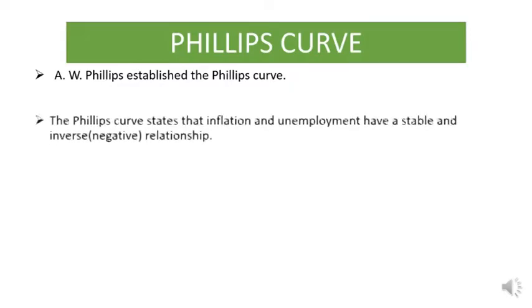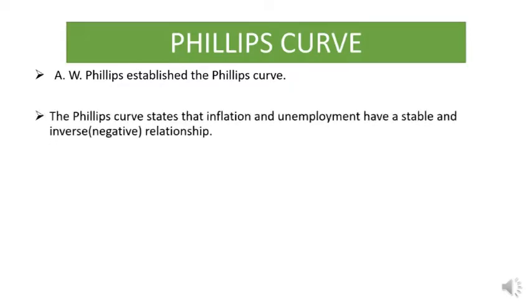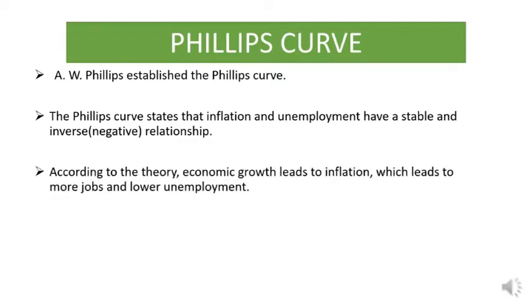Hello everyone, let us talk about the Phillips curve. The Phillips curve was established by A.W. Phillips, so it is named after A.W. Phillips. It states that inflation and unemployment have a stable and inverse relationship. Inverse meaning to say negative.